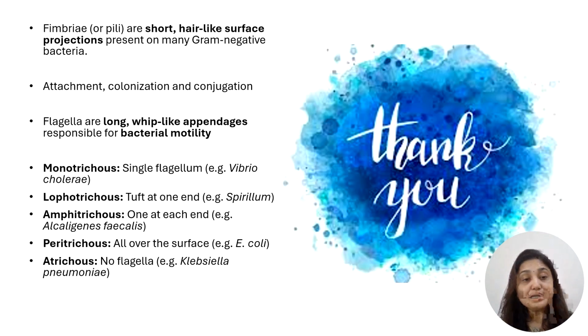Let's revise quickly. Fimbria is a hair-like short appendage, helpful in attachment, colonization as well as in the conjugation process. Flagella is an organ of locomotion, a whip-like appendage: monotrichous singly, lophotrichous a tuft, amphitrichous at one end or both, one at each end, as in Alcaligenes faecalis, peritrichous all over, as in E. coli, and atrichous without flagella, as in Klebsiella pneumoniae.